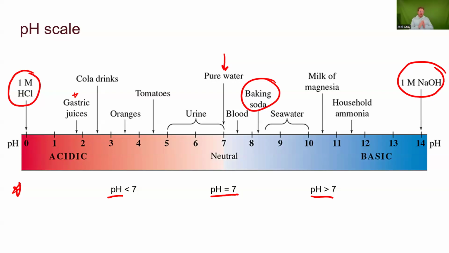But I want you to know this range. Low number, acidic. High number, basic. In the middle, neutral. I want you to be able to, if I gave you a question, and a good exam question for this would be something like, select the most acidic solution. And for that, I would give you examples. I would say, let's say coffee.